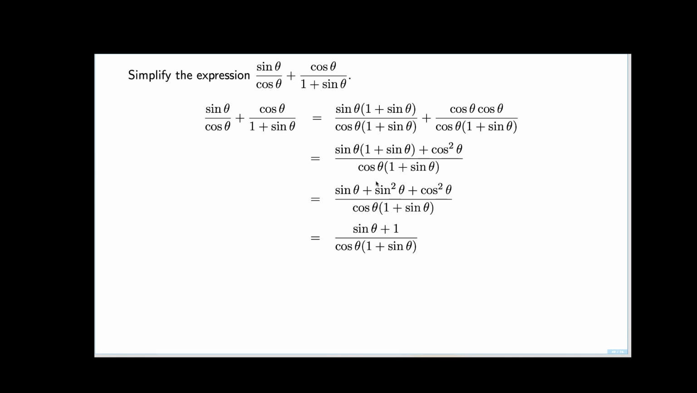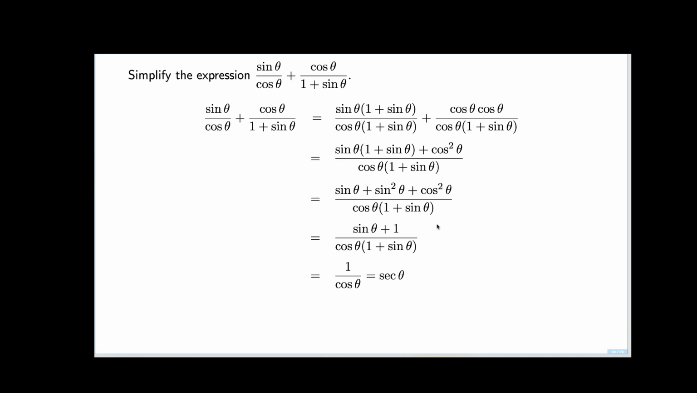From there, we can use our Pythagorean identity, which tells us that sine squared plus cosine squared is equal to 1. So we'll replace our sine squared plus cosine squared with 1. So we get sine theta plus 1 over 1 plus sine theta. We notice that sine theta plus 1 is the same thing as 1 plus sine theta. So these two terms cancel, and we're left with 1 over cosine theta, which is secant theta.